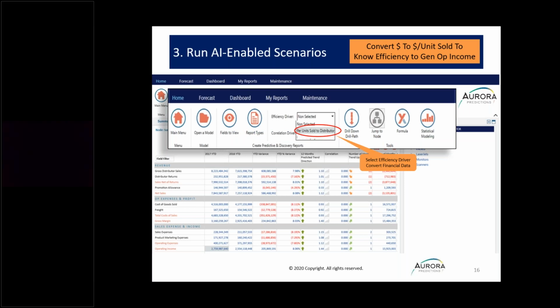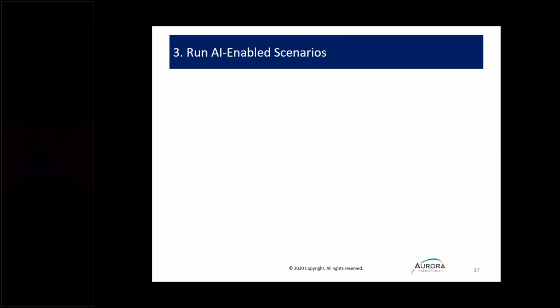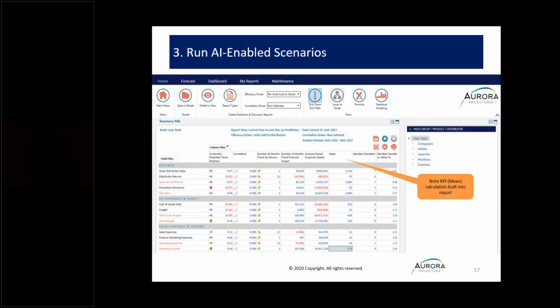And we want to pull down where it says efficiency driver up top here. And we want to pull down everything in Aurora is selectable, as you can see. And we want to change our financial data from straight dollars to dollars per unit sold. And when we do that, we're going to find what our efficiency is now.